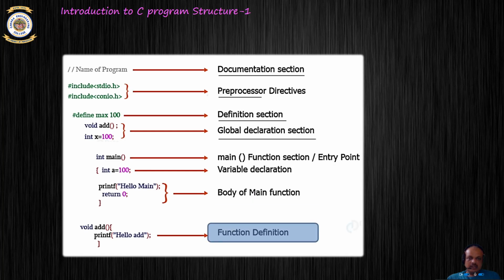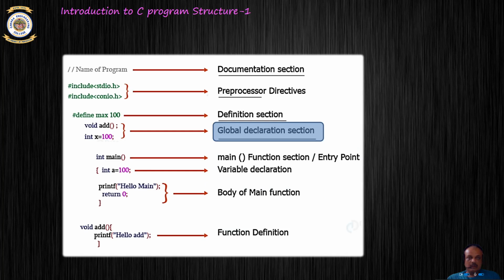Next comes the function definition part. The functions which are declared in the global declaration part are defined here. What it means is the functions which are declared or given a name in the declaration part are given some functionality. So the function definition part encapsulates the functionality of all the functions which are declared in the global declaration section.